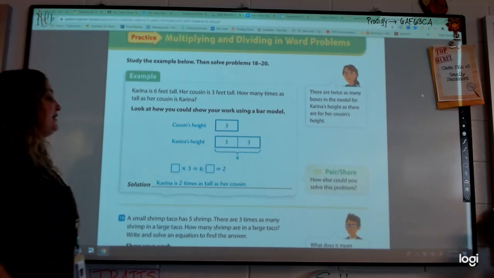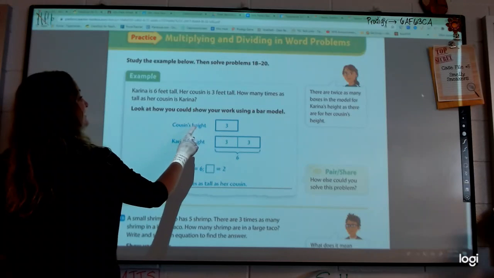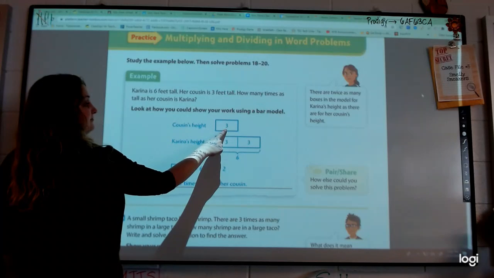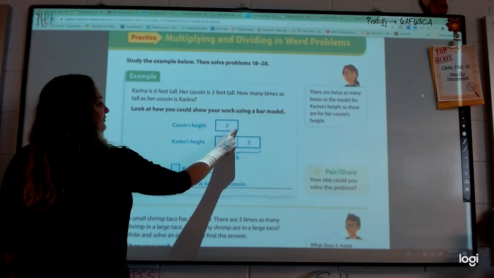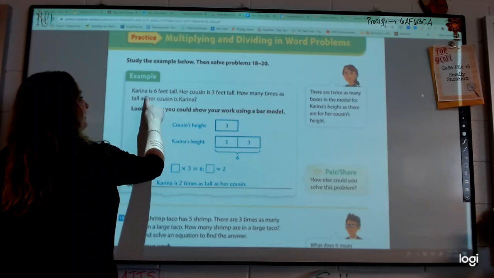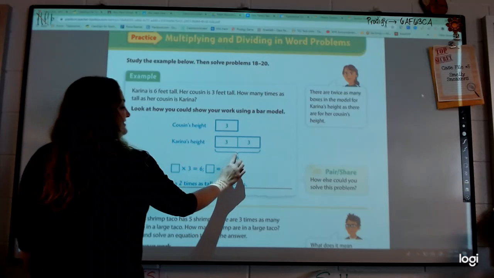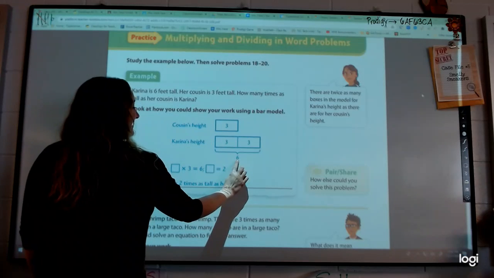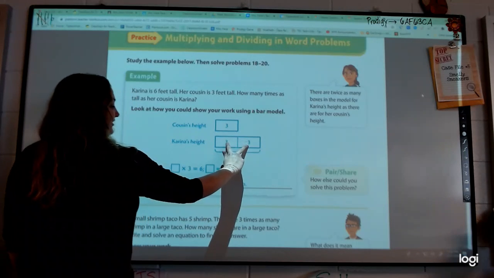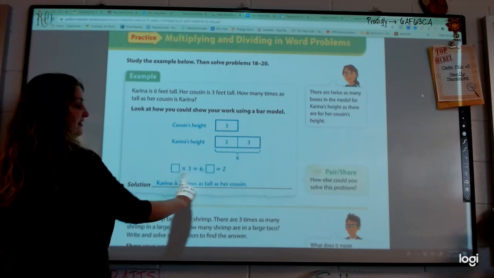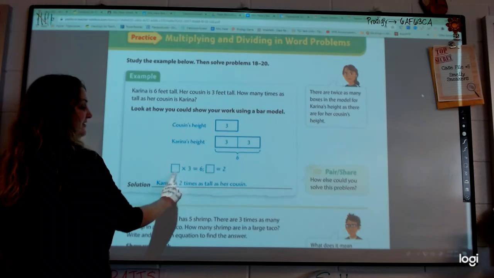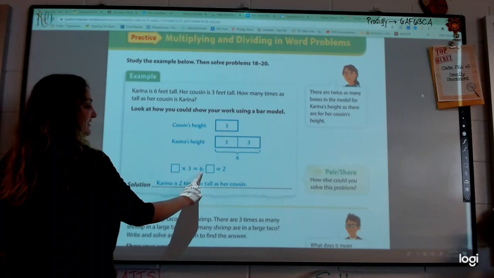So, we knew that Karina's cousin was 3 feet tall. So we have one box with a 3. We knew that Karina was 6 feet tall. So we knew that we needed 6 down beneath. And we didn't know how many times taller she was. So we have an equation below. Blank times 3 equals 6.